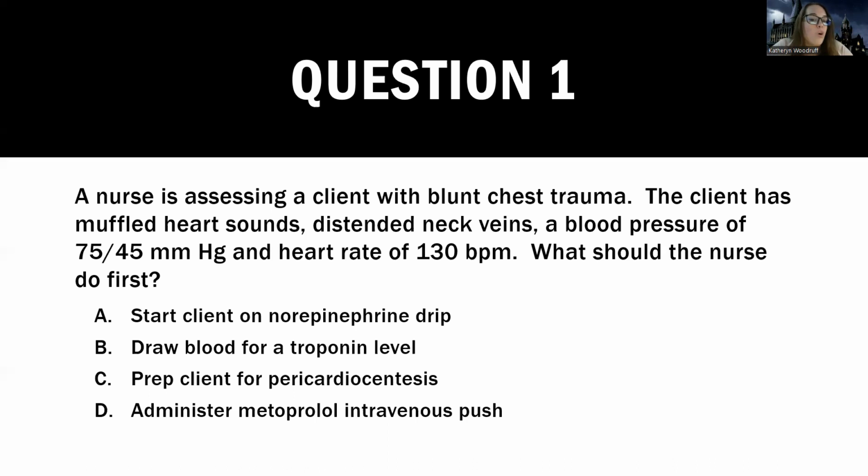The next one says draw blood for a troponin level. Well, they had a blunt chest trauma. They could have issues with having a heart attack or having heart damage. It's probably going to be elevated, but it seems like they're going through a crisis right now. It doesn't seem like a time to draw blood. So I'm going to cross that one out for now.